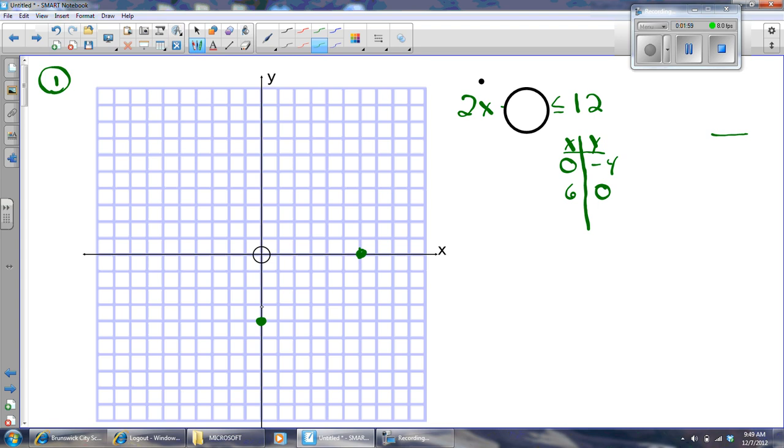I could figure out my slope, up 4 and over 6, which would be the same as 2/3, wouldn't it? Up 2 over 1, 2, 3. Look at that. Fits right in there. Now, do I need a solid line or a broken line? Well, it says equals, doesn't it?